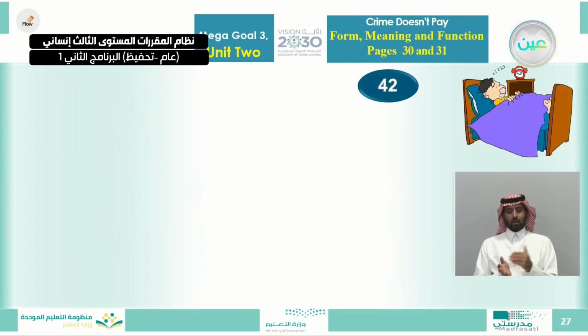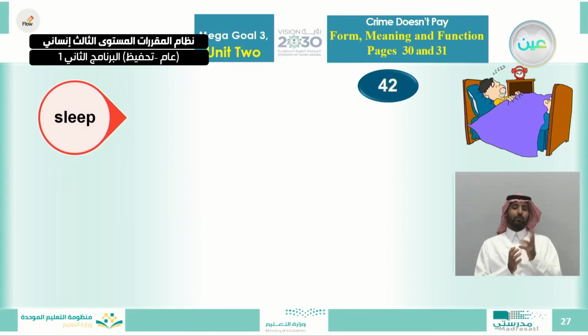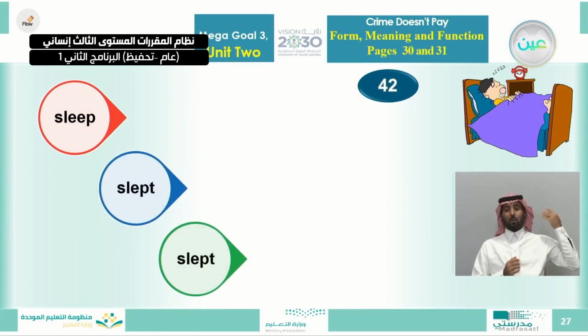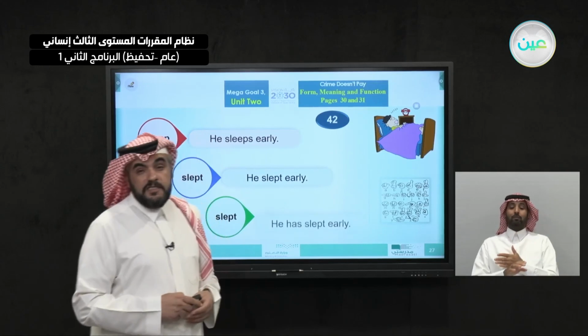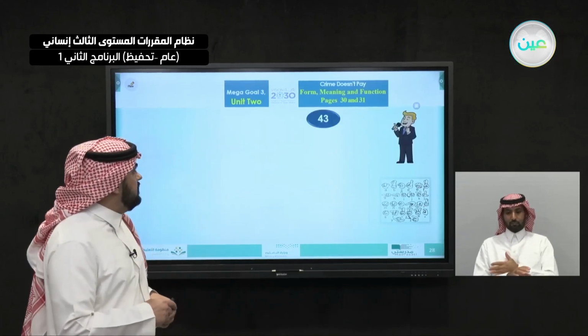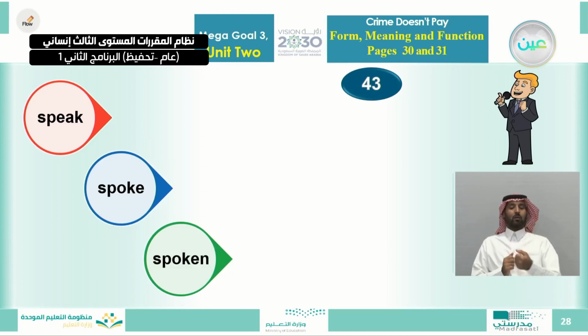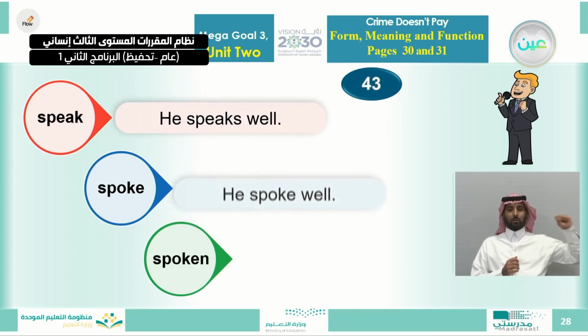Next. Okay, now this boy is sleeping. So what's the verb here? Sleep. How can we use the verb sleep in the past? We say slept, and the past participle is slept as well. He sleeps early every day. In the past, he slept early, and in the past participle, we say he has slept early. Speak, spoke, spoken. يتحدث. The past of speak is spoke, and the past participle is spoken. He speaks well. In the past, he spoke well.